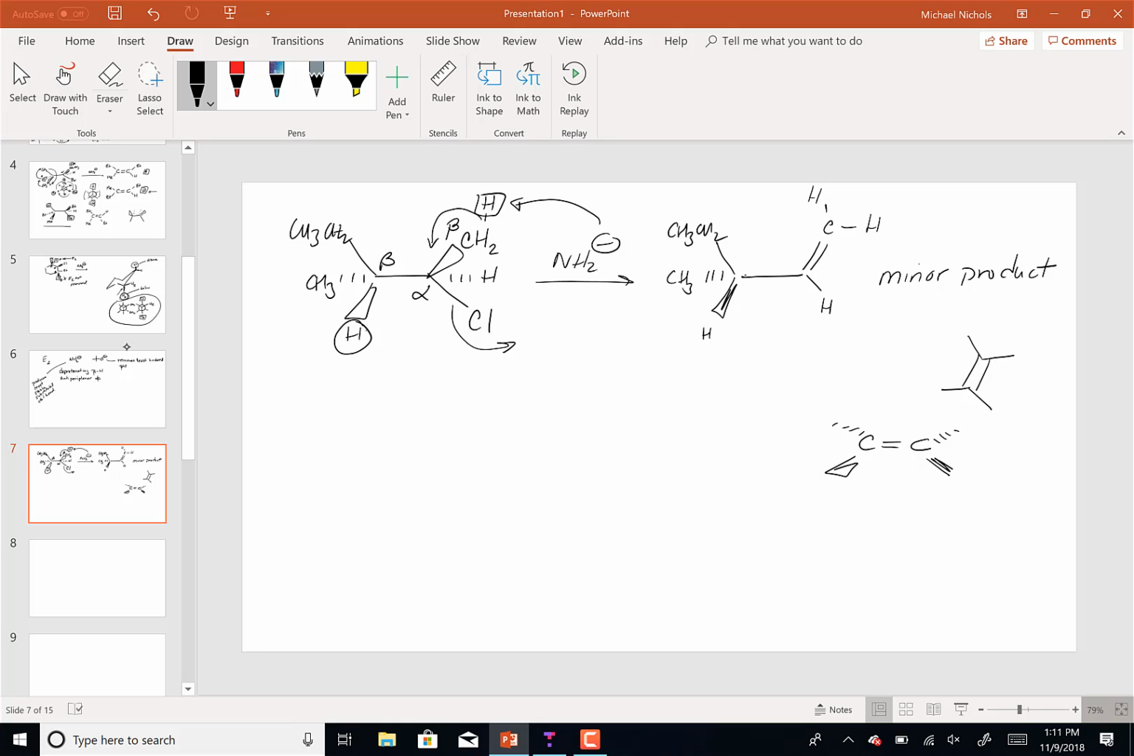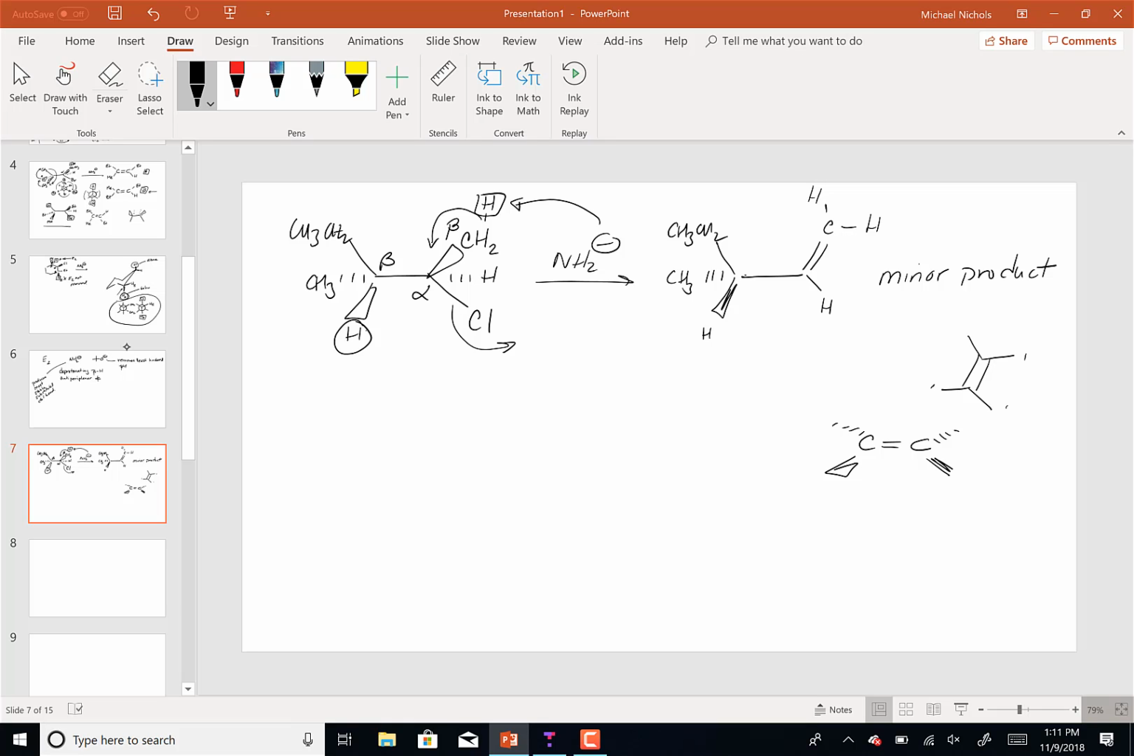Sometimes people try to use bold and dashed wedges to indicate cis or trans, and it doesn't work that way. With a double bond, these 2 are cis, these 2 are trans, and so you don't have to use bold and dashed wedges. So there's the minor product. Now we need to write the structure of the major product.